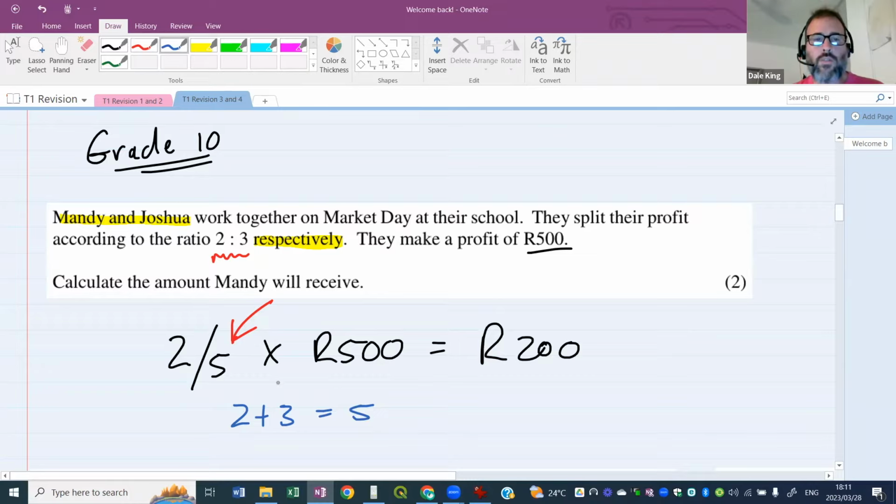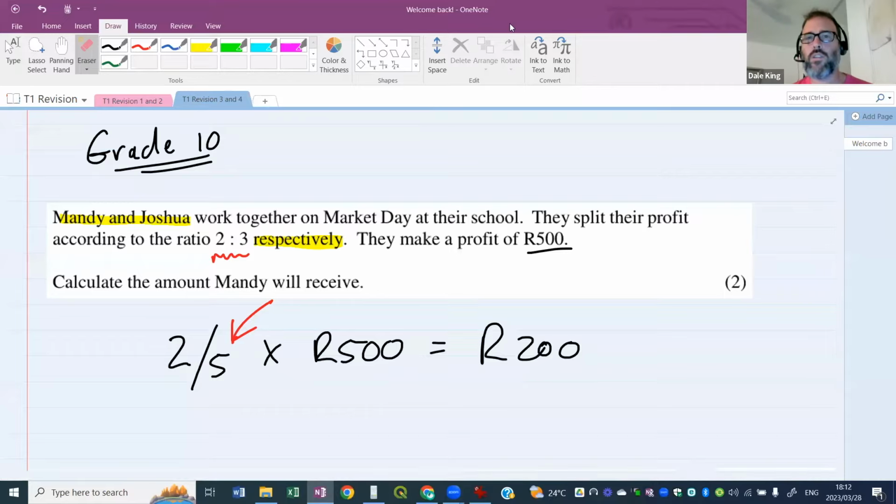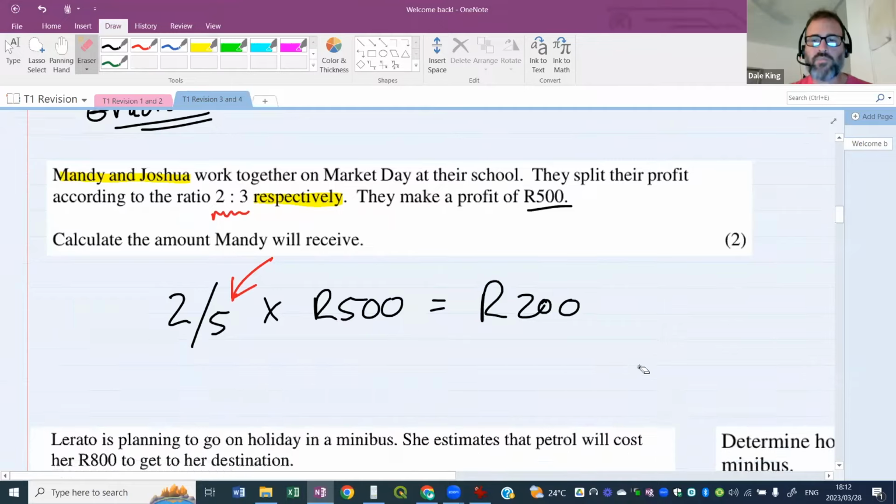So we got 2 out of the 5. Mandy is 2 out of the 5 parts. Well done, Batande. So that's why Sambulo has 2 out of 5 parts in total for Mandy. And that 2 out of the 5 can form a fraction, and you multiply that fraction by the 500, and you'll get an answer of 200. Very good. Well done. Nice, easy one to warm you up.